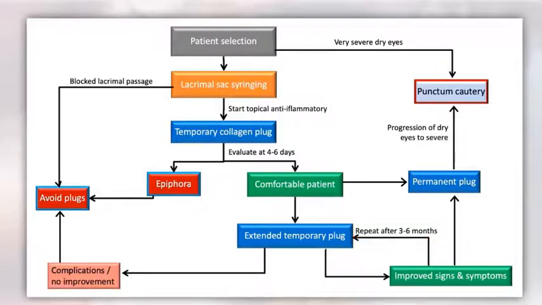This gives you a significant window period when the patient can decide about permanent plugging or not. If the patient has any complication, you avoid it. If the patient was comfortable, either you can repeat it or you can put a permanent plug. If the patient has very severe dry eye, as Geeta was showing, a punctum cautery would not be a bad idea.